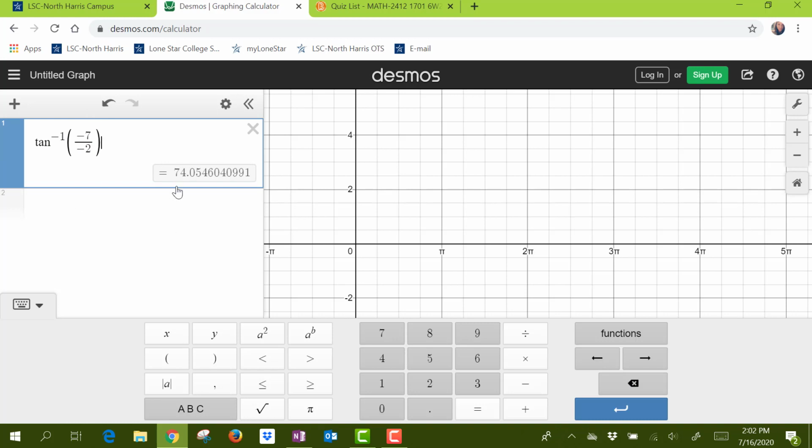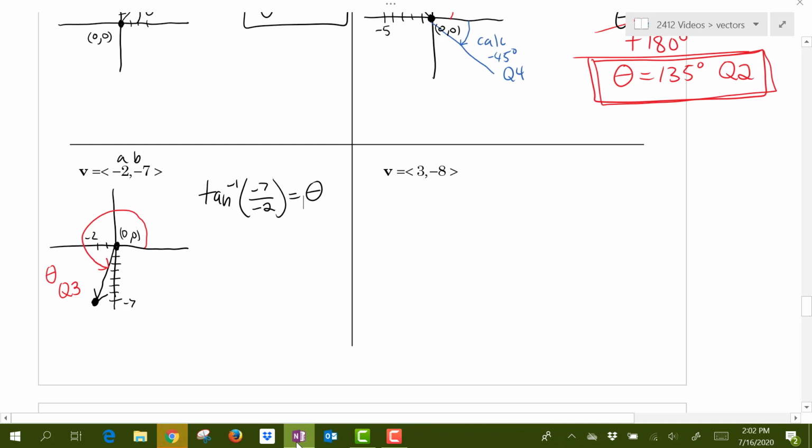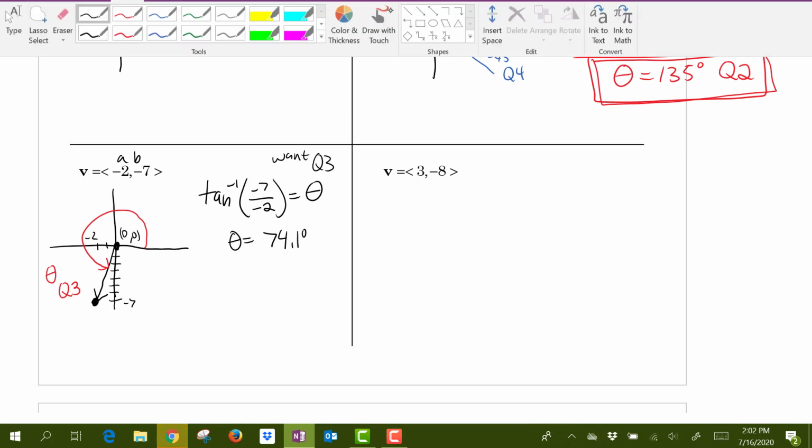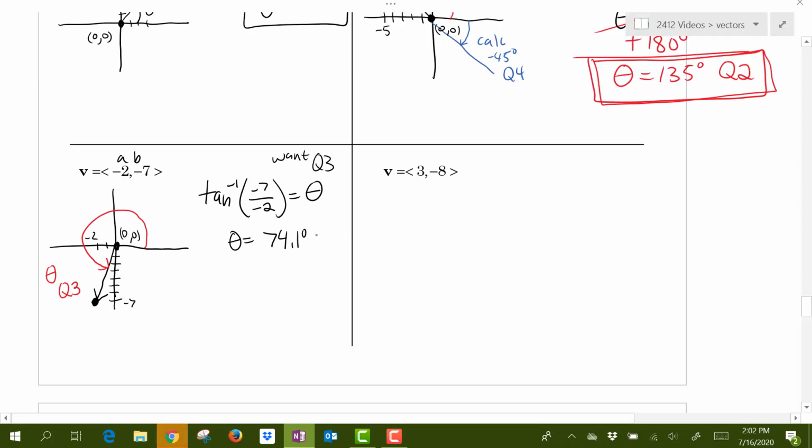Alright, so my calculator gives me a positive 74.1 degrees if I round to the nearest 1 decimal place. Okay, so we said we wanted a quadrant 3 angle, but what did my calculator give me? It looks like my calculator gave me a quadrant 1 angle.